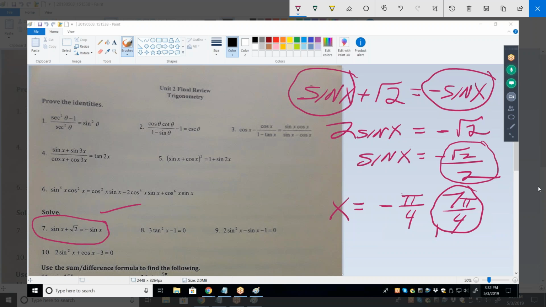But they didn't list any domain here. So I assume they mean all real numbers. So what other quadrant is the sine negative in? The third. And that angle would be 5 pi over 4. So here really are two answers, if I want to talk about positive angles only.